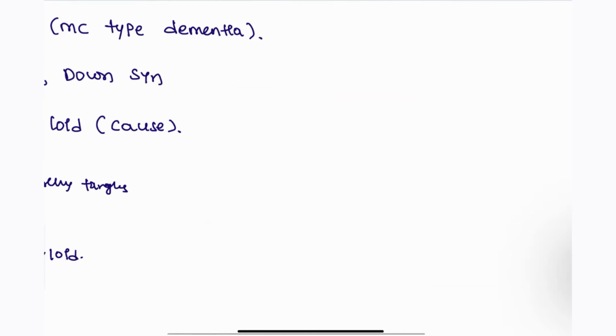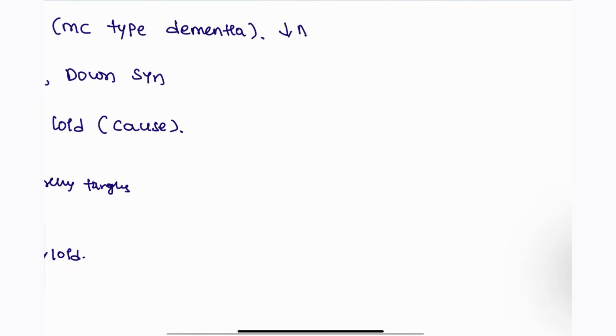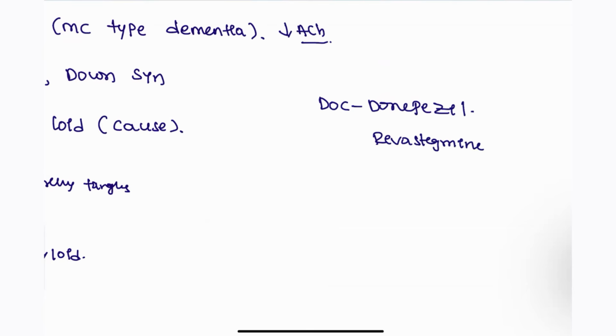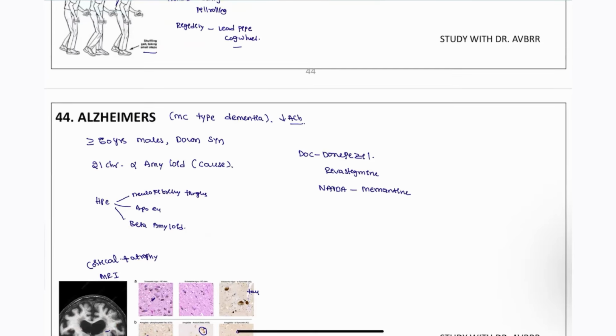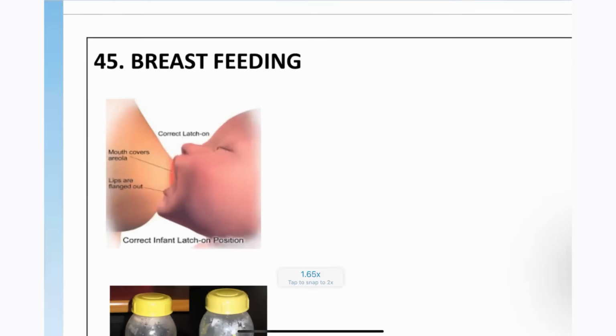Next, in this condition, it is actually due to an acetylcholine decrease. So you have to use acetylcholinesterase inhibitors. The drug of choice for this patient is donepezil, along with rivastigmine. Next, an NMDA receptor antagonist, that is memantine. Memantine can be given for this patient. This is the treatment protocol for Alzheimer's and also Parkinsonism.